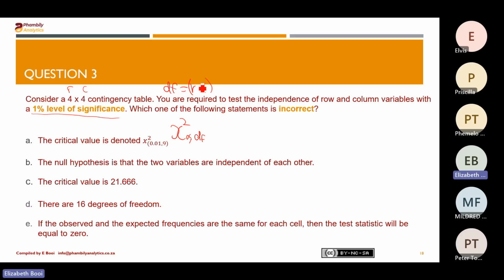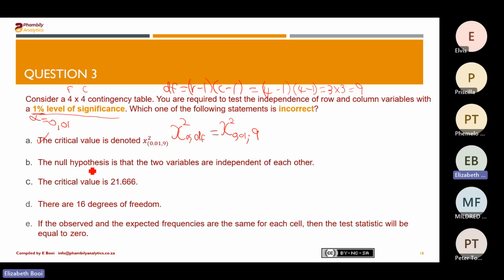is number of rows minus 1 times number of columns minus 1. We have a 4 by 4. So it will be 4 minus 1 is 3 times 4 minus 1 is 3. So it will be 3 times 3 is 9. We also know that we have our alpha, which is 0.01. So therefore, our chi-squared will be 0.01 and the degrees of freedom of 9. Is that the same? It is the same.